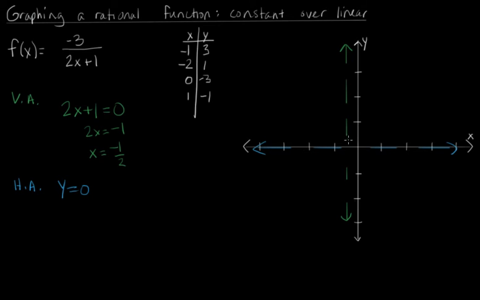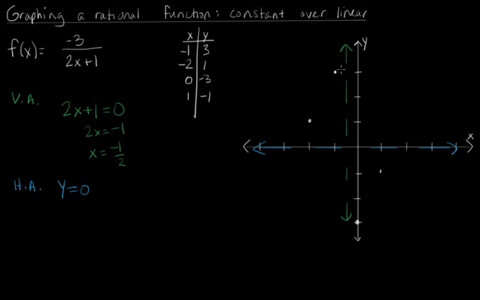So let's go ahead and plot those points. -1 is going to be 3. -2 is going to be 1. And then 0 is -3 down here. And 1 is -1.